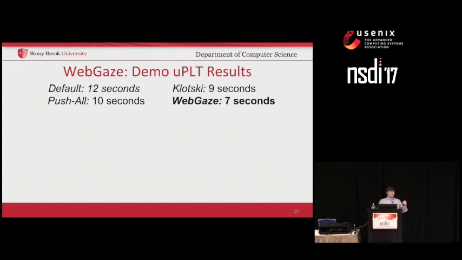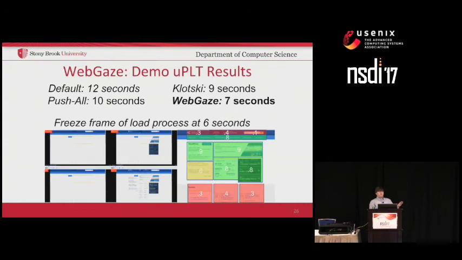If we move to the crowdsource results, WebGaze beat out the closest alternative, which was the state-of-the-art, by 2 seconds in terms of the median uPLT. To understand the intuition behind this, if we take a freeze frame of the load process at 6 seconds, we can see that the web objects corresponding to the regions of high collective fixation were indeed loaded first over the alternatives, with WebGaze in the bottom right.